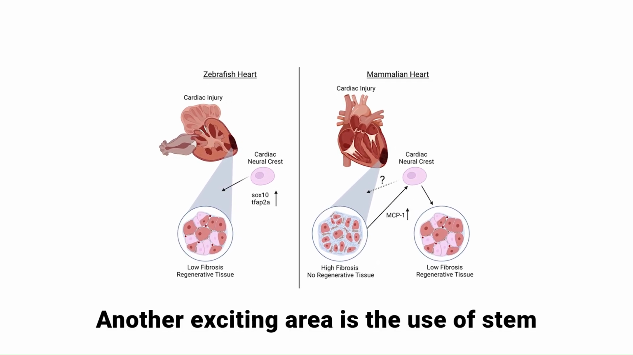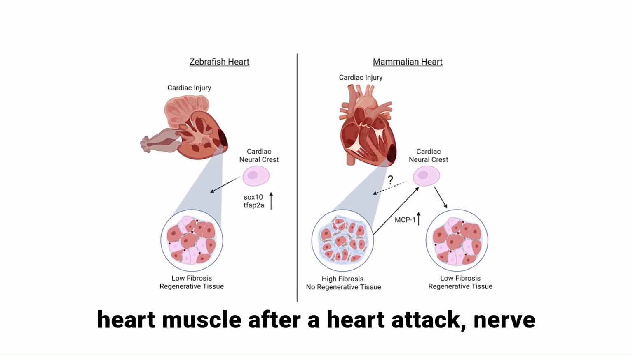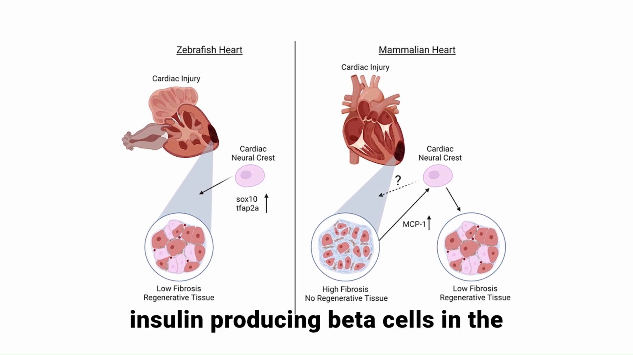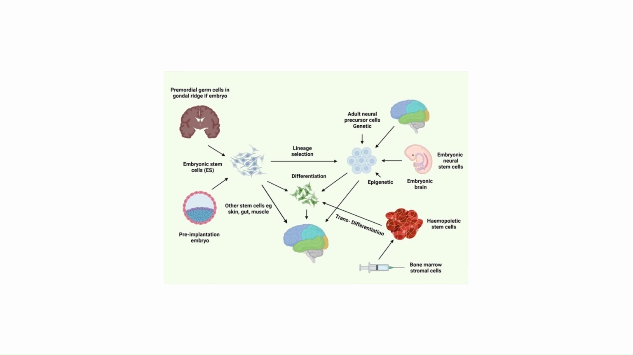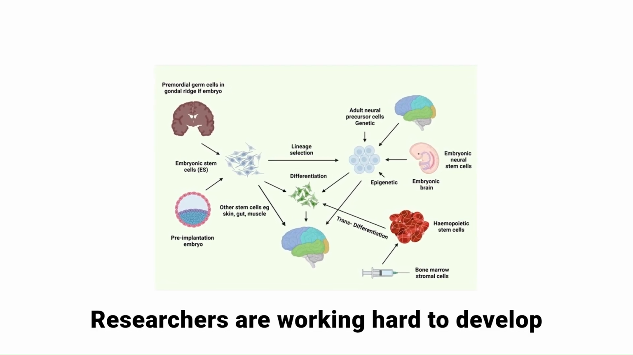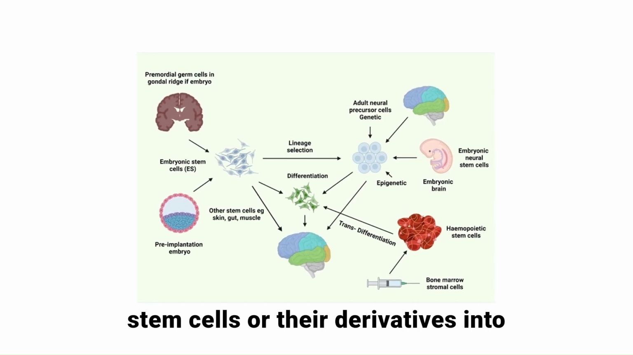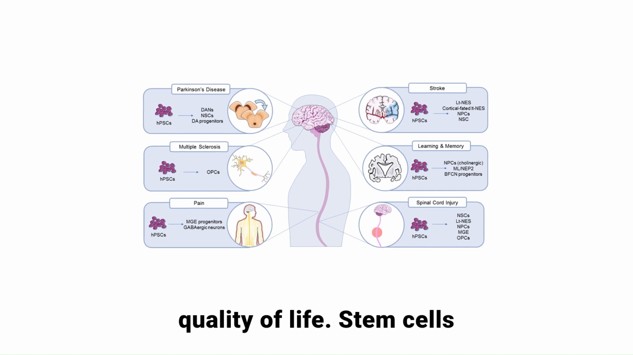Another exciting area is the use of stem cells to repair damaged tissues, such as heart muscle after a heart attack, nerve tissue after spinal cord injury, or insulin-producing beta cells in the pancreas for patients with diabetes. Researchers are working hard to develop safe and effective ways to transplant stem cells or their derivatives into patients to restore function and improve quality of life.